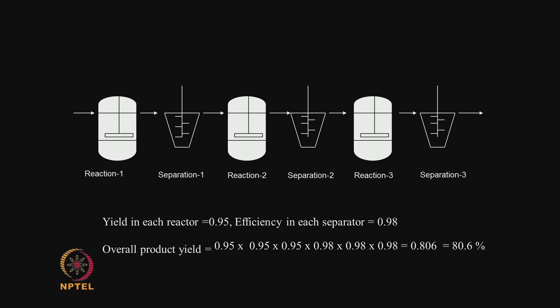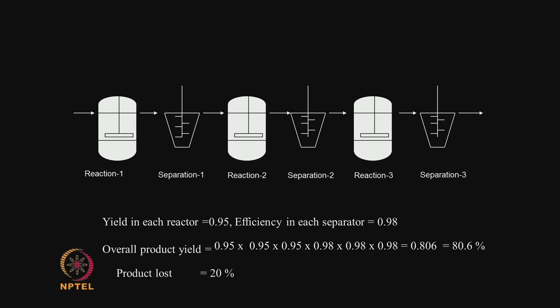So, what it means is that our downstream steps have to be very efficient. We cannot afford to lose any material in the downstream, because when you have many downstream steps and we multiply each of the yields together, we end up with a much smaller number, which looks very poor. So, although it looks like 98% in each of these downstream steps, finally we end up with only 80% product yield. That means 20% of the product is lost somewhere.